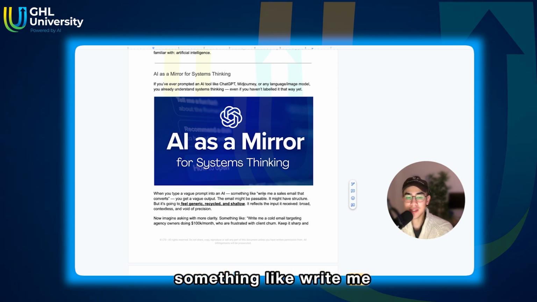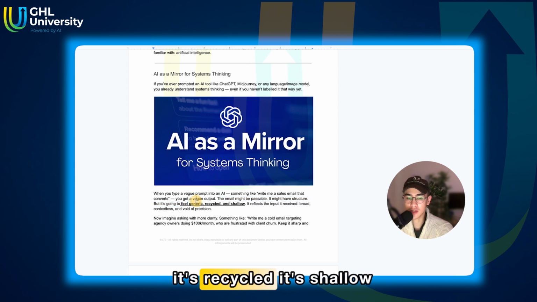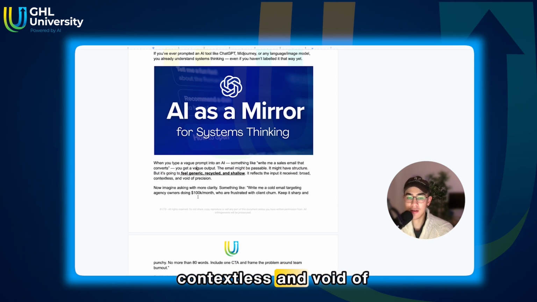Something like, write me a sales email that converts. You get a vague output. The email might be passable, and it might have structure, but it just feels generic. It's recycled. It's shallow, and it reflects the input it receives. Broad, contextless, and void of precision.